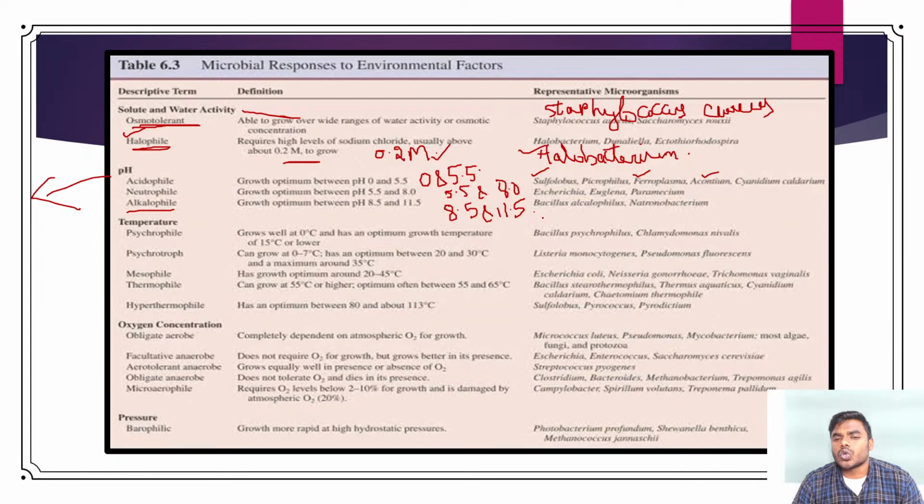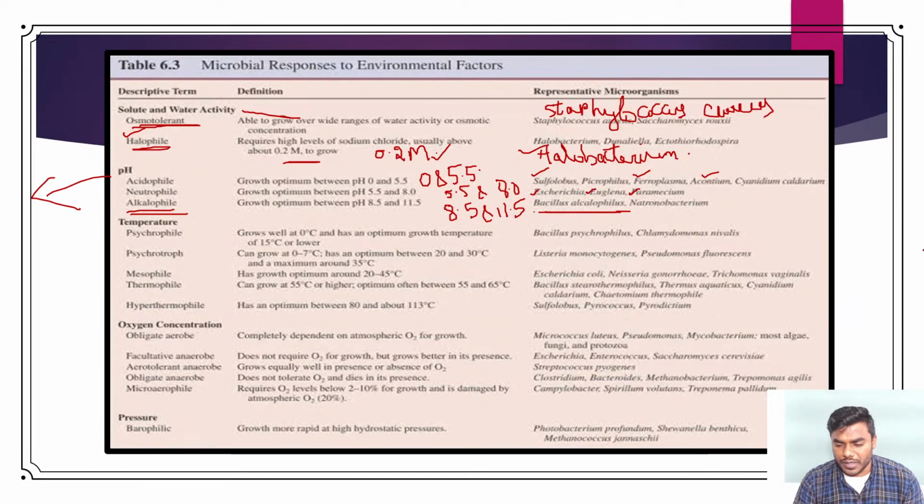Then friends, neutrophiles, which are living in the neutral pH. Please remember three examples. I want you to remember three compulsorily: Escherichia coli, Euglena and Paramecium. Whereas alkalophile, which is growing between 8.5 and 11.5, remember only one example, only one. That is Bacillus alkalophilus. Easy to remember also, friends. Alkalophile, and the example is Bacillus alkalophilus.